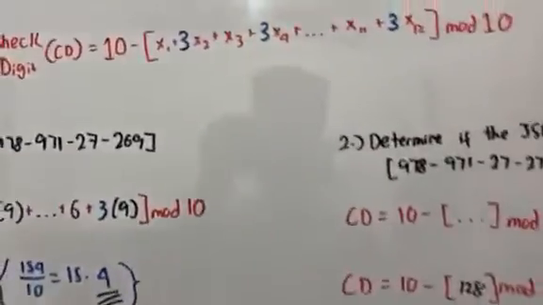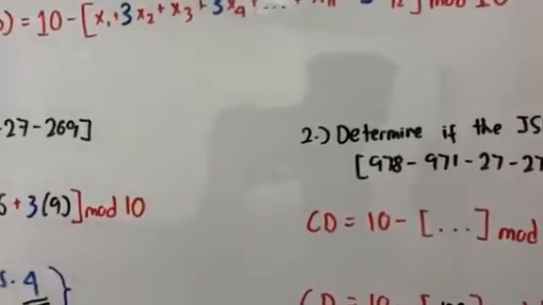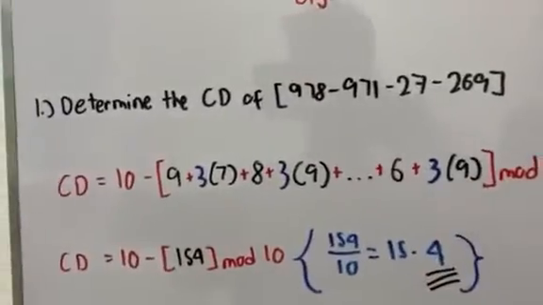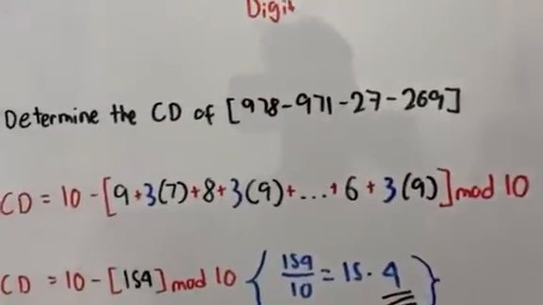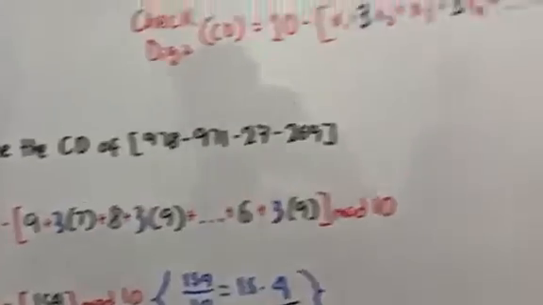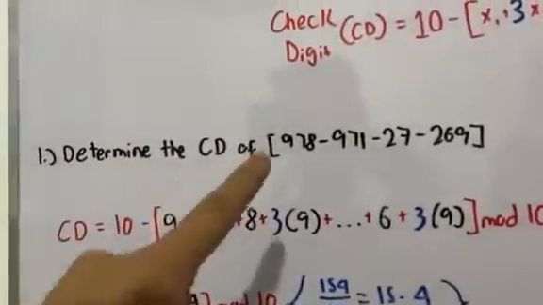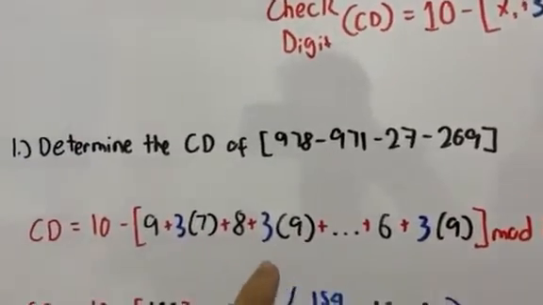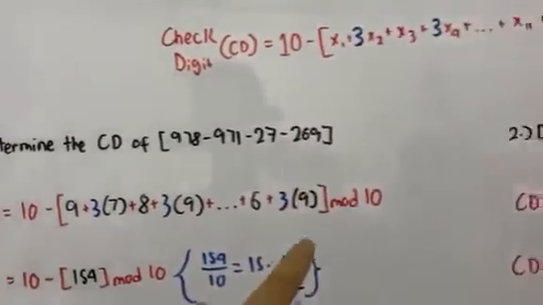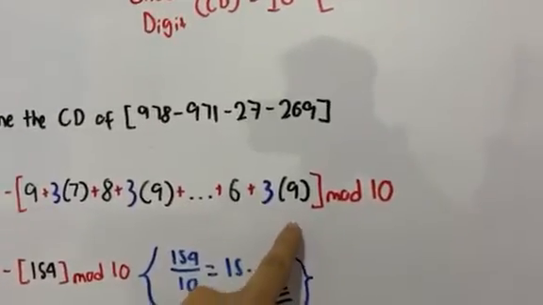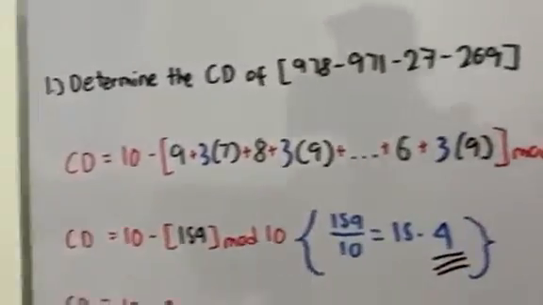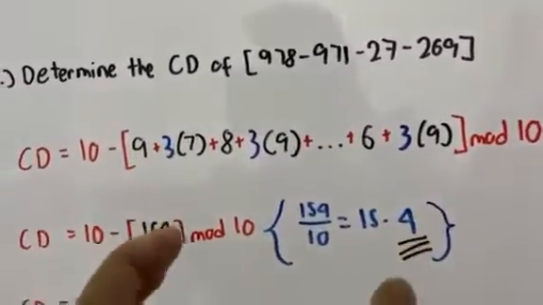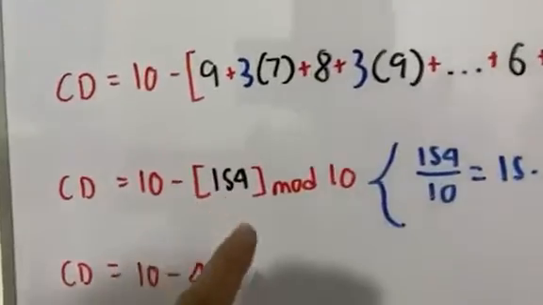Therefore, how do we determine the check digit of different barcodes? For example, how do we determine the check digit of this barcode, 971-27269? If we apply the formula, for the first digit, 9, plus the second digit, 3 times 7, plus 8, plus 3 times 9, and so on and so forth, until the last digit, 3 times 9. Then we take 10 minus this value mod 10. When we calculate, we have 10 minus 154 mod 10.